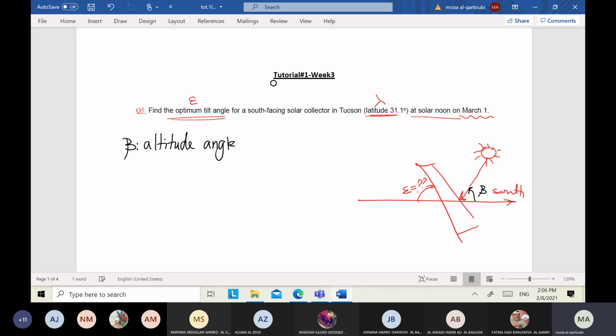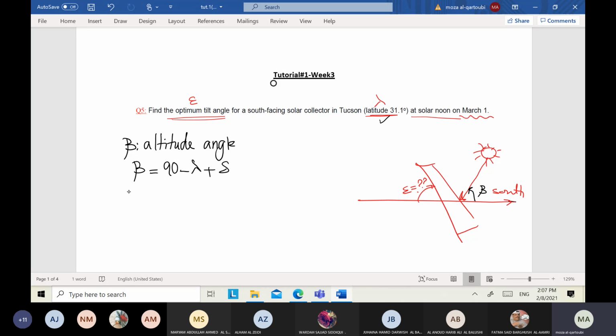So if we have the altitude angle beta, how to find beta? As always, it depends on the declination angle and also on the latitude angle. The rule of beta equals 90 minus lambda plus delta, where delta is the declination angle we saw before in question number 4, which depends on the number of days. So beta, the altitude angle, equals 90 minus lambda plus delta. We have lambda equal to 31.1. We need delta, and if we find delta we can find beta.